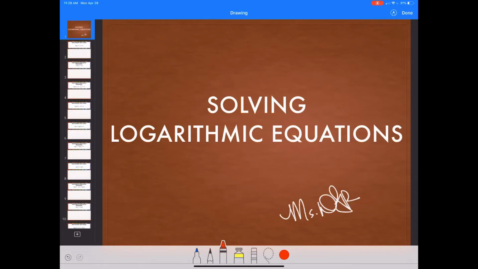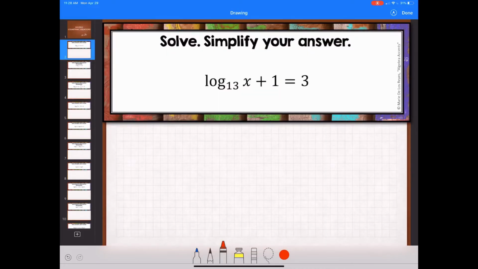Today we're solving logarithmic equations. So in this problem, we have log base 13 of x plus 1 equals 3. The first thing we want to do is isolate the logarithm in order to find the value for x. So we are going to subtract 1 from both sides so that we can get log base 13 of x equals 2.